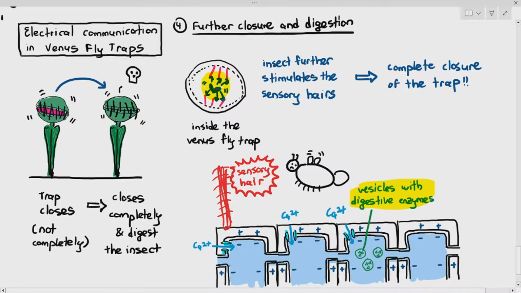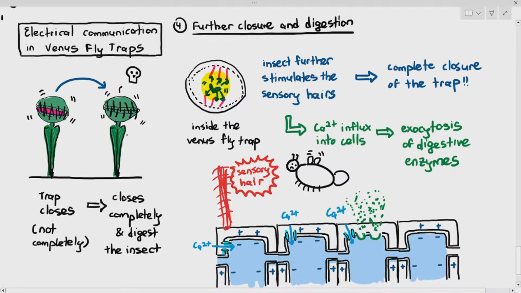I'm kind of lazy to do the whole thing. But remember, as calcium ion goes into the plant cell, the cells will depolarize. It creates an action potential. But when the calcium ion goes into that particular cells with the digestive enzymes, just like what happens in the synapse, the calcium ion influx into the cell will cause the vesicles to move to the cell surface membrane, and the vesicles will release the digestive enzymes by exocytosis.